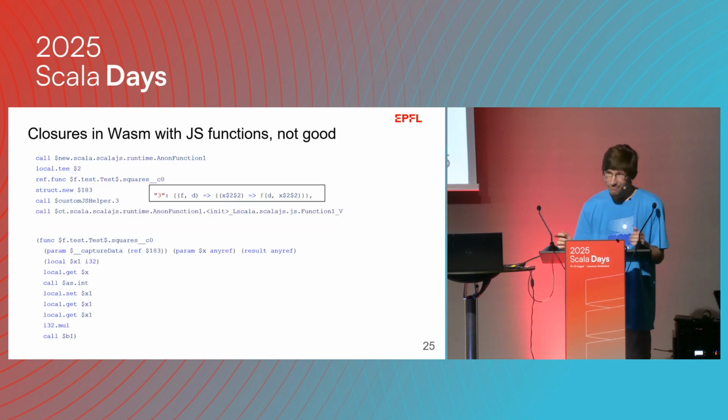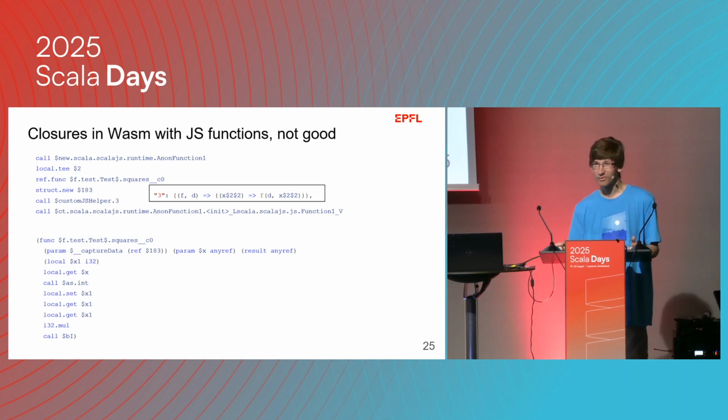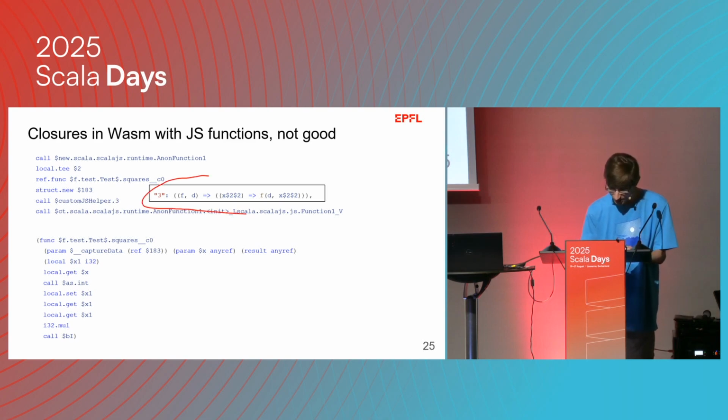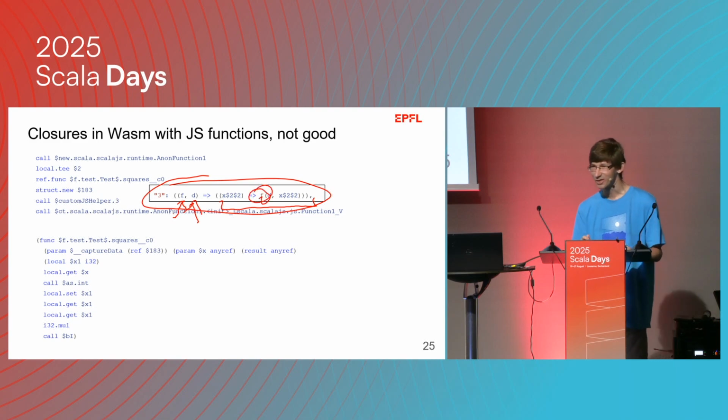On WASM, we cannot create a JS closure from WASM. So what happens? Well, we ask a helper to do it for us. Same good old story. We ask a helper, to which we give a WASM function reference and some closure data, captured variables, and it returns a JS closure that will call that function.